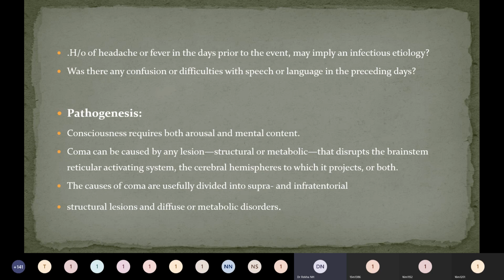From the bystanders. So coming to the pathogenesis, what causes coma? Consciousness requires both arousal and awareness. In coma, the main structure is the reticular activating system in the brainstem. Any lesion, whether structural or metabolic, which disrupts the brainstem and causes damage to the reticular activating system and its connection with the cerebral hemisphere. It can be any mass, an infarction or a hemorrhage in the brainstem, or sometimes metabolic insults like hypoxic encephalopathy or hypoglycemic encephalopathy. Structural and metabolic insults disrupt the reticular activating system and its connection with the cerebral hemisphere to which it projects. All these can lead to altered consciousness.